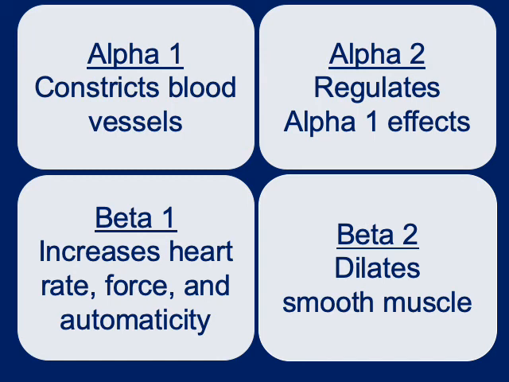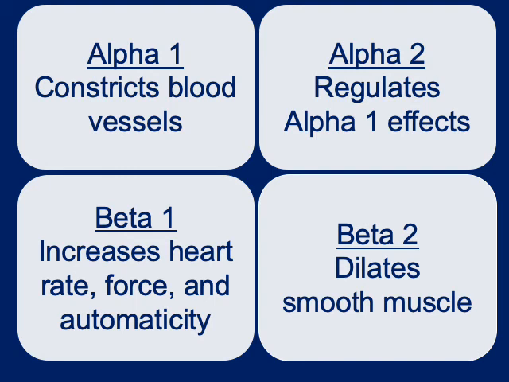Beta 1 increases your heart rate, and it also makes it beat more effectively and efficiently. So again, if your body recognizes you need to pump more blood around faster, it releases these products. It causes vasoconstriction that increases your blood pressure, increases your heart rate, which also increases your blood pressure. So you're moving blood around more quickly, more efficiently, and more effectively.